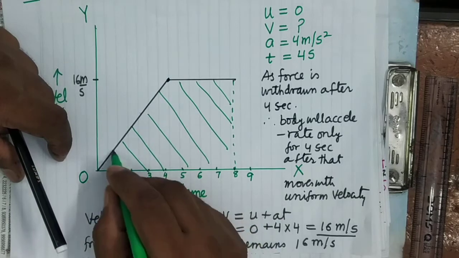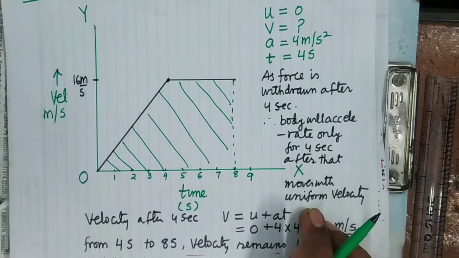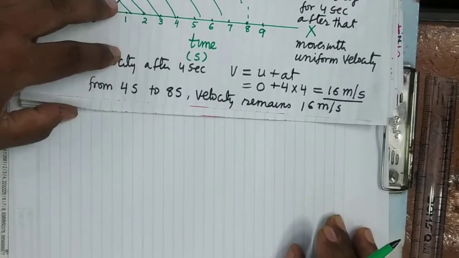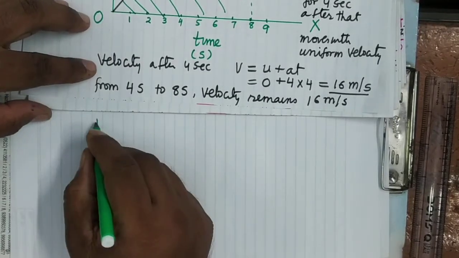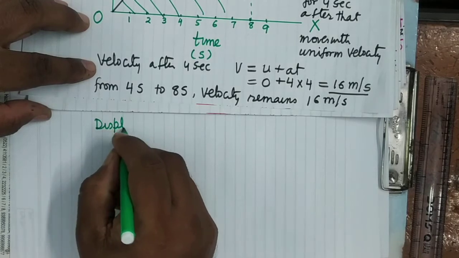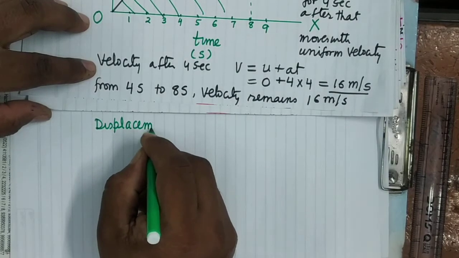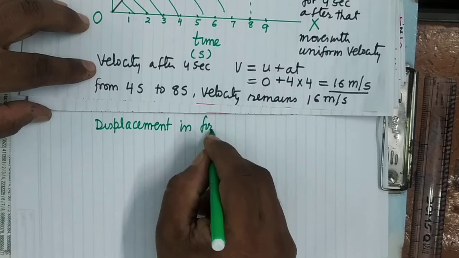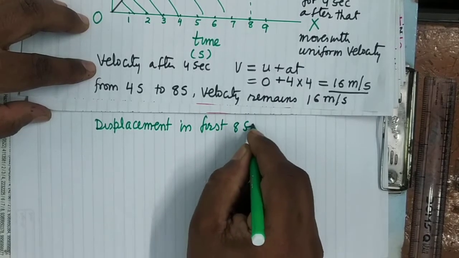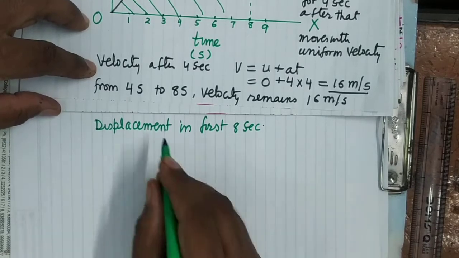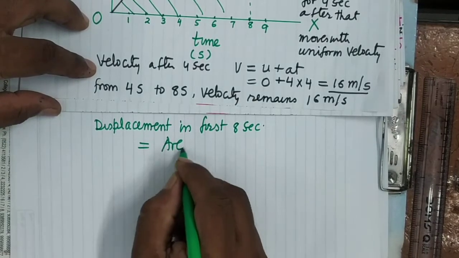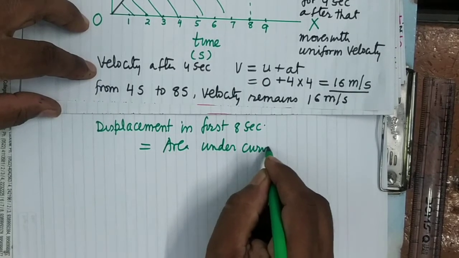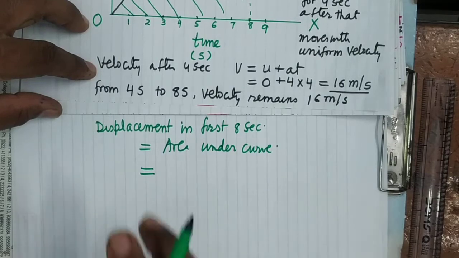By calculating this area we can determine the displacement. So see here, therefore displacement in first 8 seconds equals area under curve. So what will be the area here?